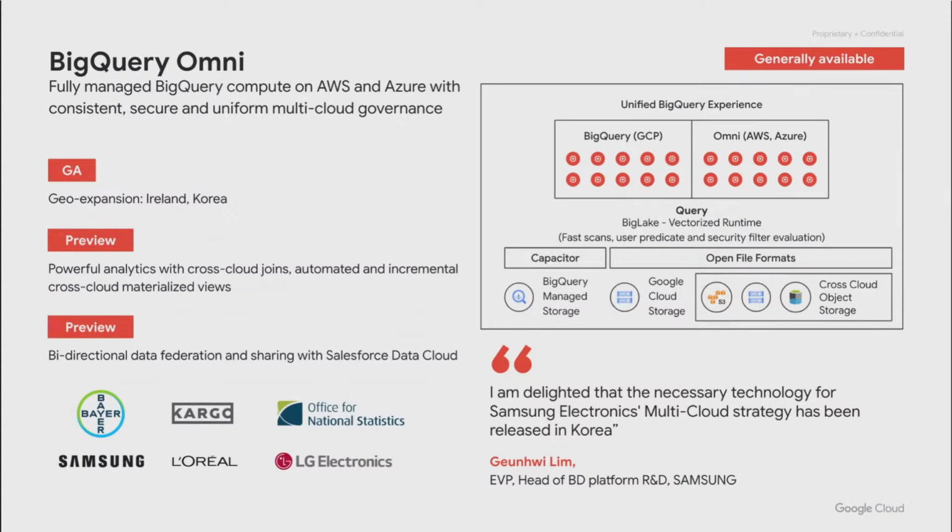BigQuery Omni is the BigQuery technology for bringing your analytics to data on other cloud platforms. So it's cross-cloud analytics at scale with a single pane of glass. And with Omni, the compute resources run locally to the storage, meaning that your analytics experience is seamless in both AWS and Azure. We recently launched Omni support for additional AWS regions in Ireland and Korea. We also added cross-cloud joins, where you can have a single query that includes data from both AWS or Azure and GCP. Similarly, the cross-cloud materialized views lets you create a view on GCP that's kept up to date with ongoing data changes of your data in other clouds.